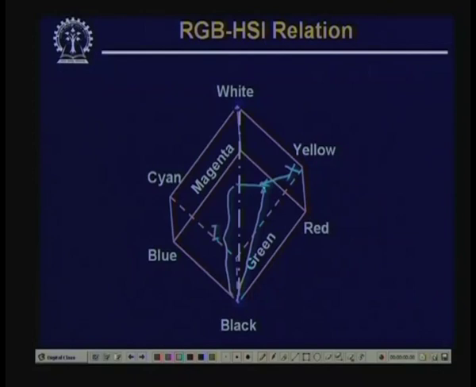The saturation will increase as the point moves away from this intensity axis. Keeping that in mind, the distance of this point x from the intensity axis tells us the saturation associated with the RGB components of point x. So, you can very easily compute the intensity and saturation corresponding to any RGB point given in the RGB space.